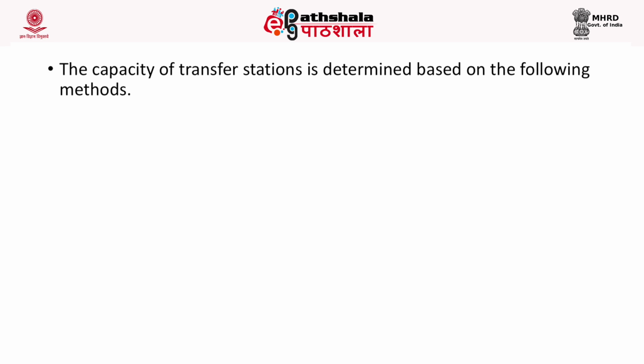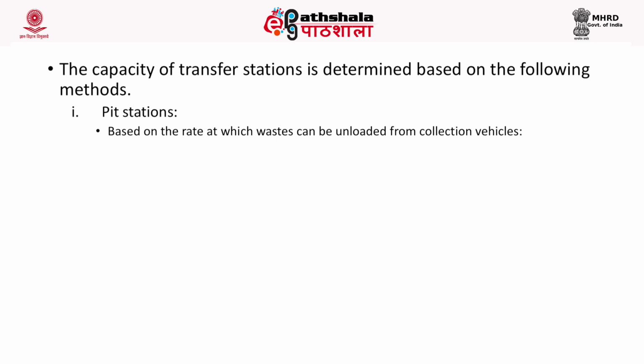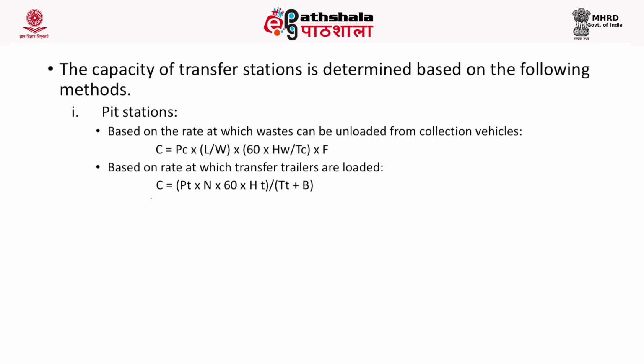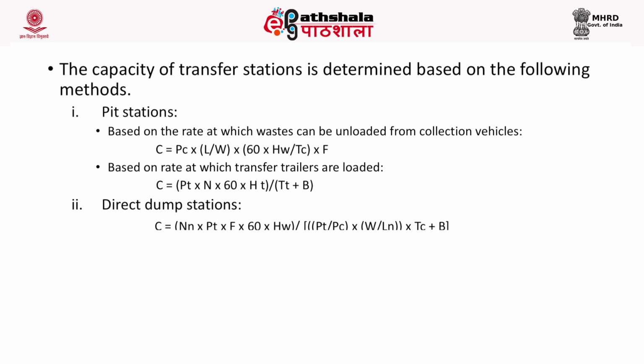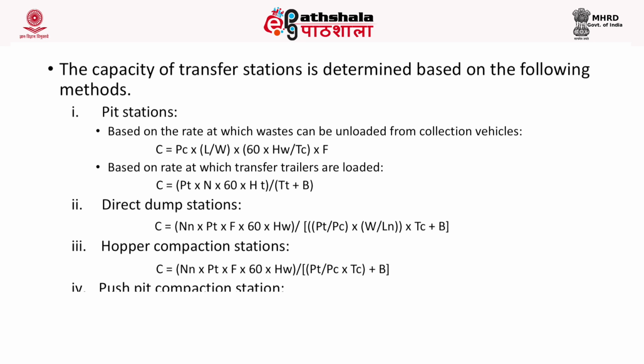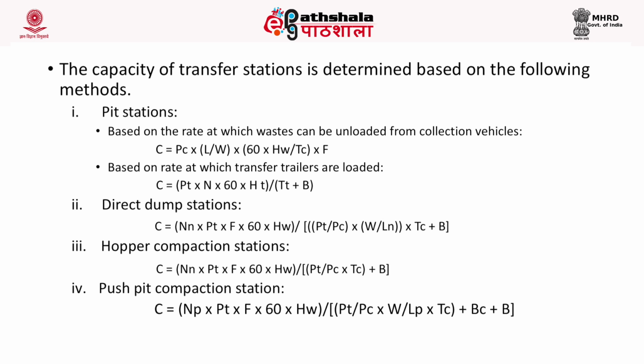Now, based on this, the capacity of transfer station is determined based on the following methods. So, you have 4 methods here. 1, the pit station method. 2nd, the direct dump station. 3rd, hopper compaction station. And 4th, push pit compaction station.